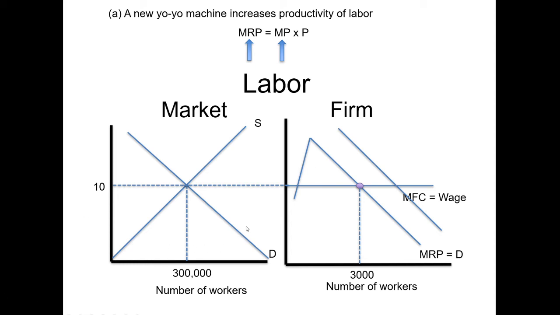We dot it, we come down, and because the worker is more productive and he's bringing the firm more money, we're going to hire more workers. This firm would hire 4,000 workers. And you see that with the rightward shift of the MRP curve.